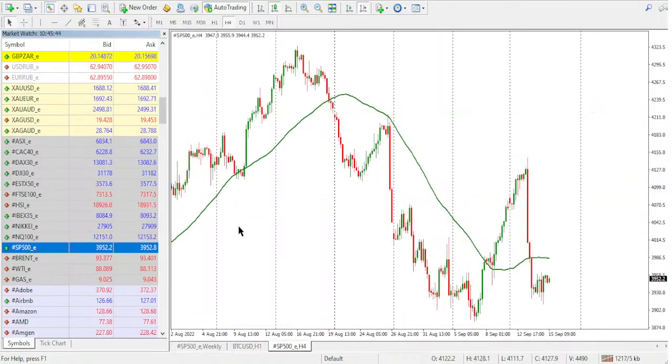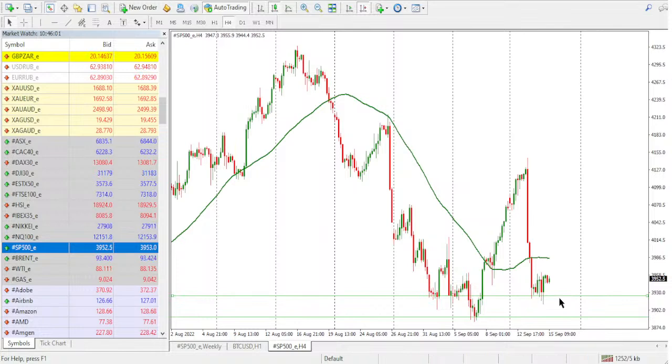is the SP500. With the SP500 so far, we are having a good support here, and another one. We are having here a very good support. We're having a support, we're having a support.